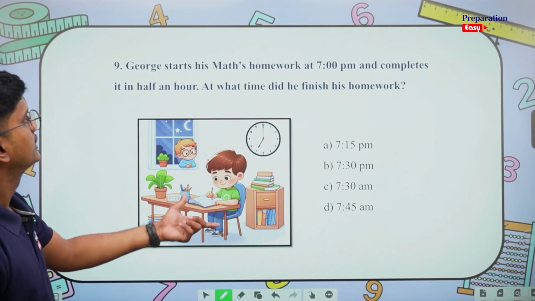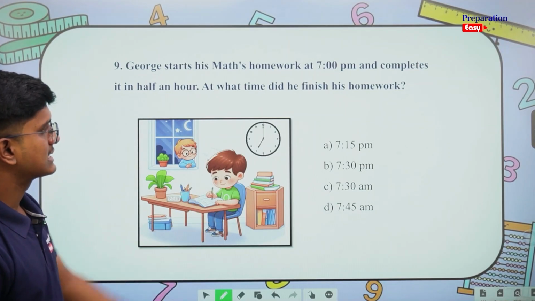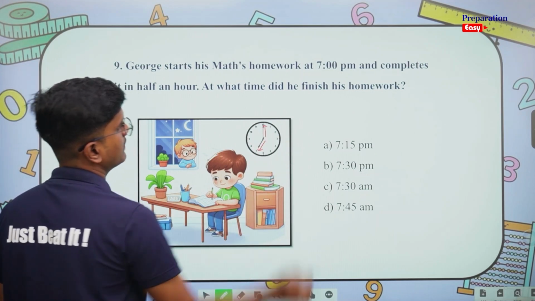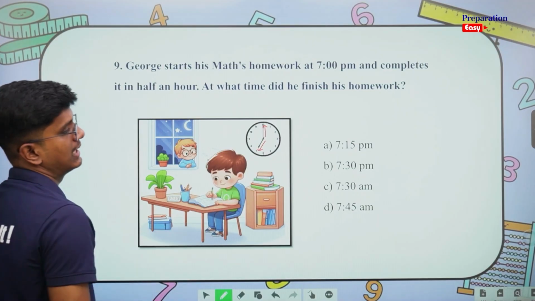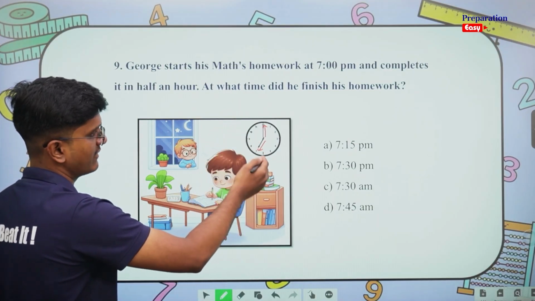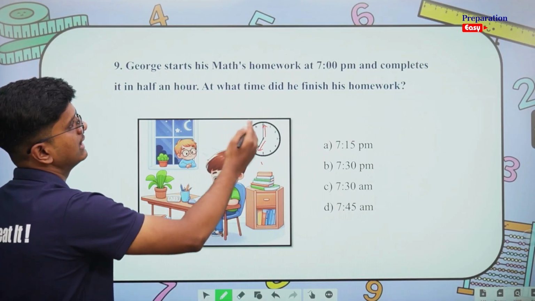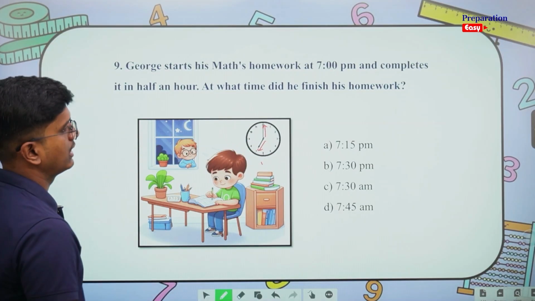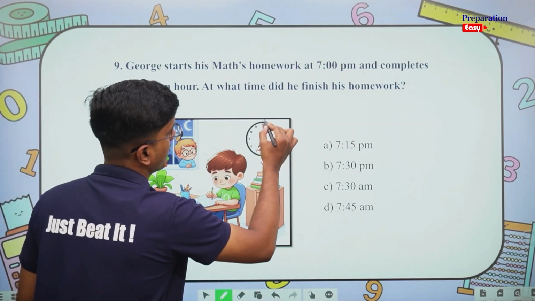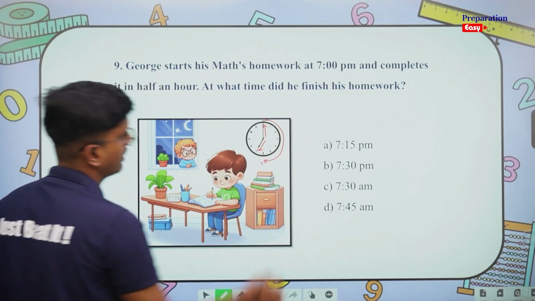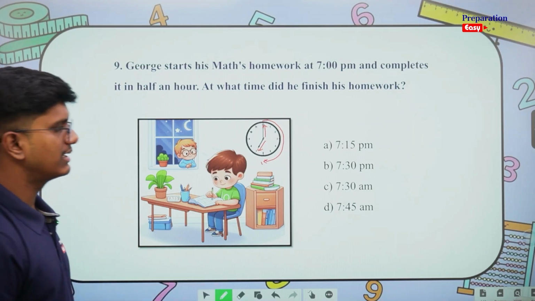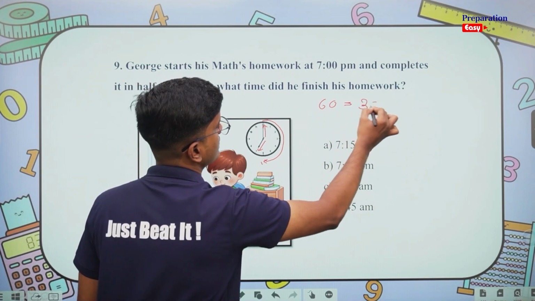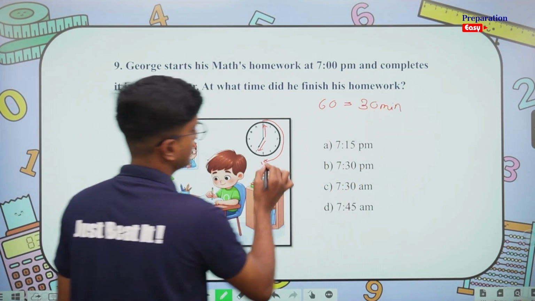George starts his math homework at 7 p.m. We can see that George has started the math homework at 7 p.m., which is 7 o'clock exactly. The hour hand is on 7 and the minute hand is on 12. He starts at 7 o'clock and completes it in half an hour. Half an hour means how much? In 1 hour we have 60 minutes, so half of 1 hour is 30 minutes.